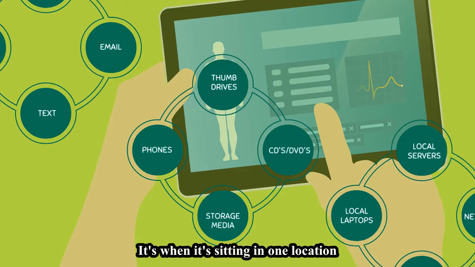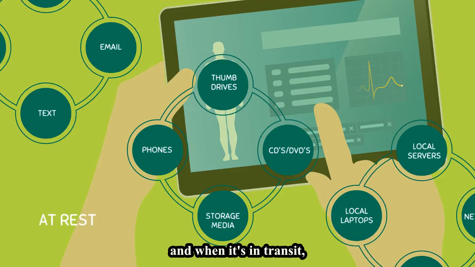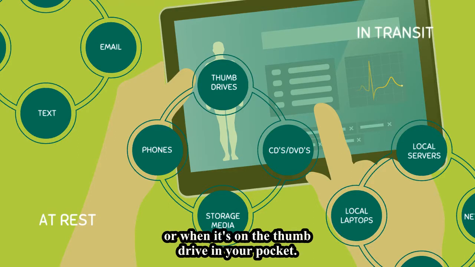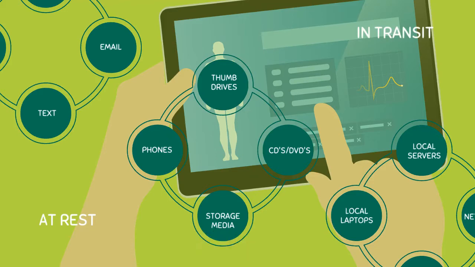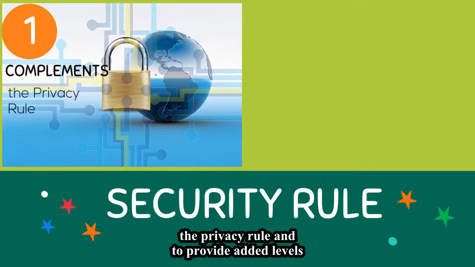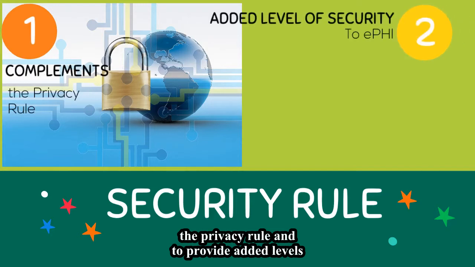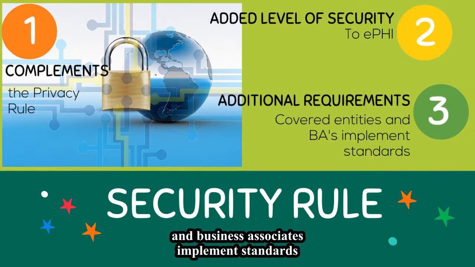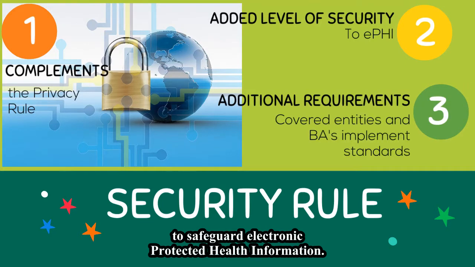It's when it's sitting in one location and when it's in transit, when you're carrying around your tablet or phone, or when it's on a thumb drive in your pocket. The security rule was designed to complement the privacy rule and to provide added levels of security to ePHI. It requires that covered entities and business associates implement standards to safeguard electronic protected health information.